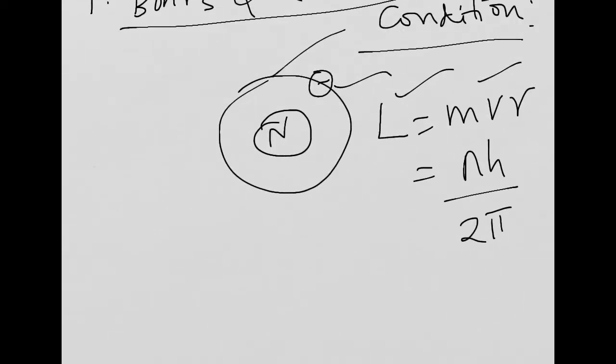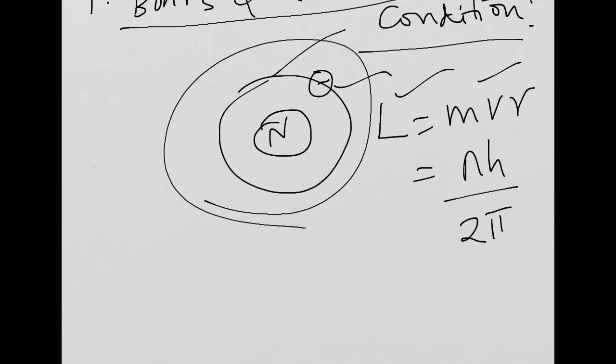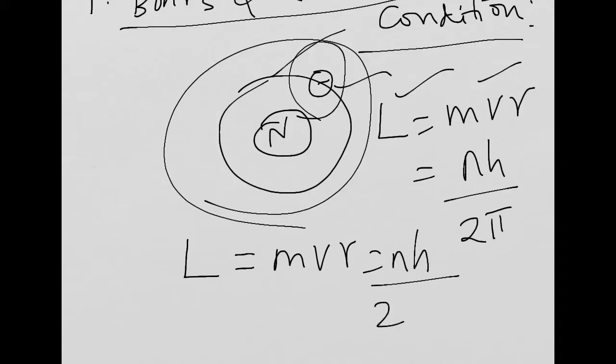So Bohr's quantization condition is that electrons cannot revolve around the nucleus in all orbits. They are permitted only in orbits where the angular momentum of the electron, L, that is mvr, is equal to nh by 2 pi.